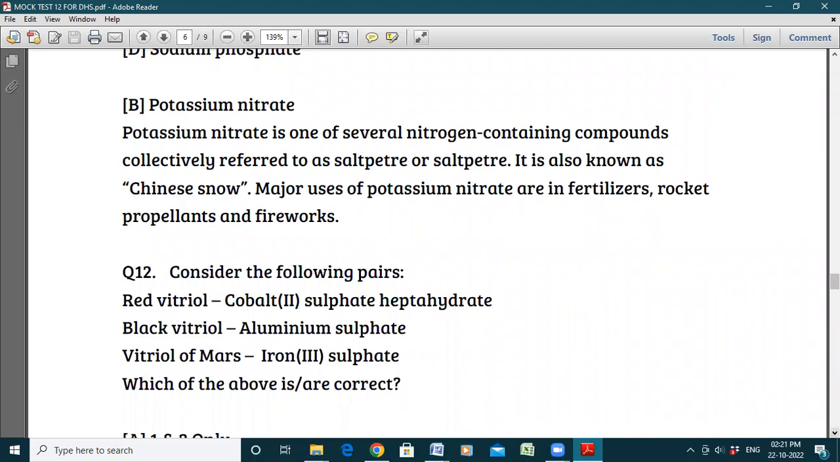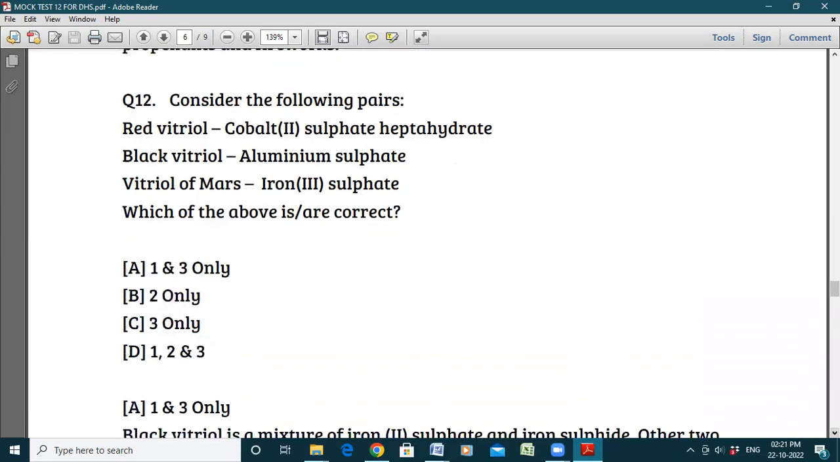Major uses of potassium nitrate are in fertilizers, rocket propellants and fireworks. Next question: consider the pairs and tell which are correct. The correct answer will be option A, the pairs 1 and 3, not D. Black vitriol is not aluminum sulfate. Red vitriol is cobalt(II) sulfate heptahydrate and vitriol of Mars is iron sulfate. So we have to remember this: red vitriol means cobalt(II) sulfate and vitriol of Mars means iron sulfate.